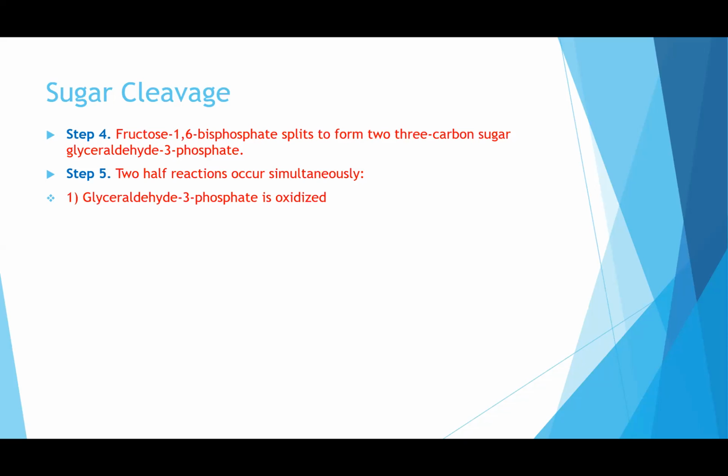Glyceraldehyde 3-phosphate is oxidized. Now let me check your chemistry. Iman, look at this first statement in step 5. Glyceraldehyde 3-phosphate is oxidized. If you oxidize an aldehyde, what is the product? Carboxylic acid. Yes, good. So we will form the carboxylic acid. Oxidized means dehydrogenated, so glyceraldehyde 3-phosphate is dehydrogenated. You can use one more word here: dehydrogenated instead of oxidized.